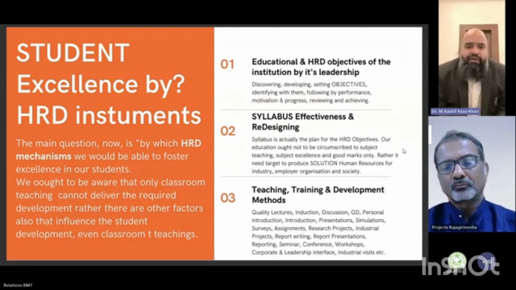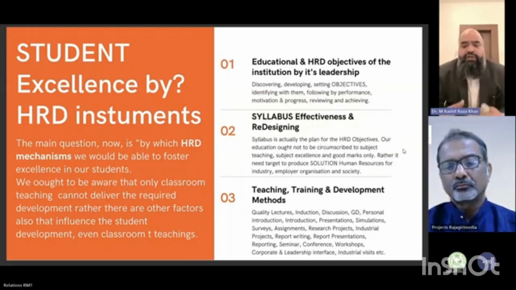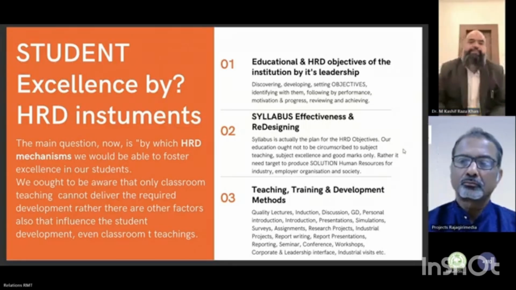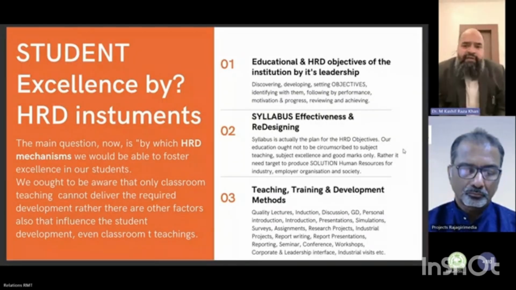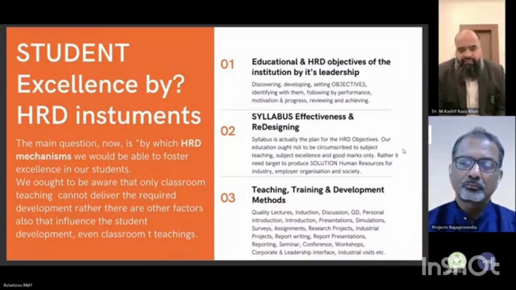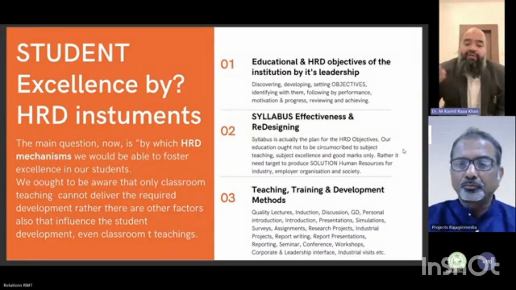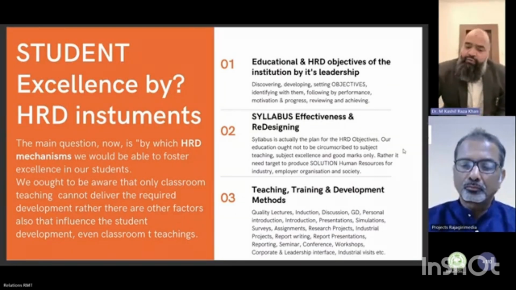The list of the instruments is mentioned here. HRD instruments means the instruments which would be utilized to develop the human resources. Which human resources? Student human resources. The first is educational objective and HRD objective. Educational objective means what we are going to give to the student. And HRD objective means which quality of developed personality we are going to produce.